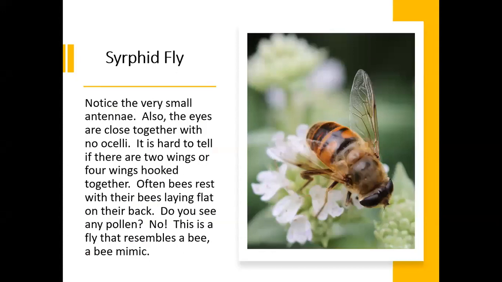So here's one that's fun. It appears at first glance like it might be a small bee because it has those yellow and black stripes on its abdomen. But if we look closer, we see it only has 2 wings, has very large eyes, very diminutive antennae, and the wings are spread. They're not tucked back on the abdomen. So this is not actually a bee, it is a fly. So it's a bee mimic, which is kind of fun.